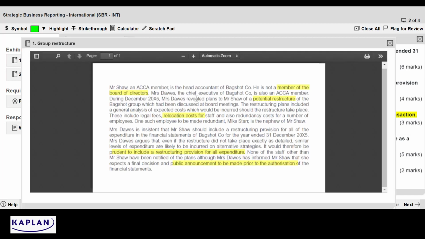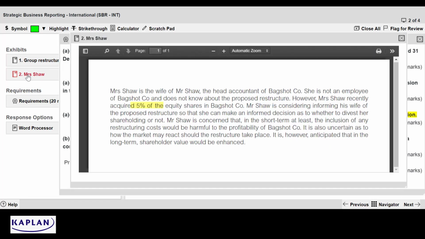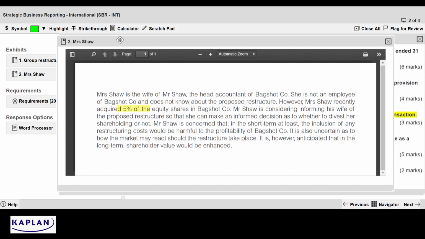So let's have a look at our first exhibit, and you can see there that I've highlighted some words already, that Mr. Shaw is not a member of the board of directors, that we're talking about a potential restructure with relocation costs that should be included. And I would urge you to think about pausing the video, looking at this in a little bit more detail. The second exhibit refers much more to Mrs. Shaw, and therefore this is to do with A Part 3 and the related party transaction. And we can see there that Mrs. Shaw is a wife of Mr. Shaw. Now, to be honest, this is to be dealt with in more detail when I get to that part of the question.